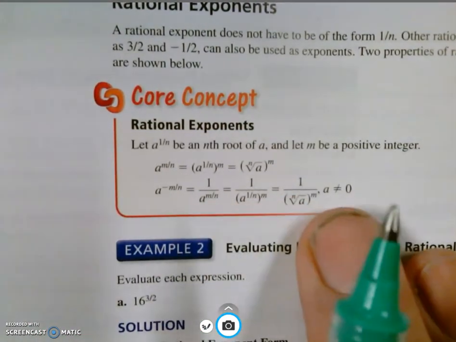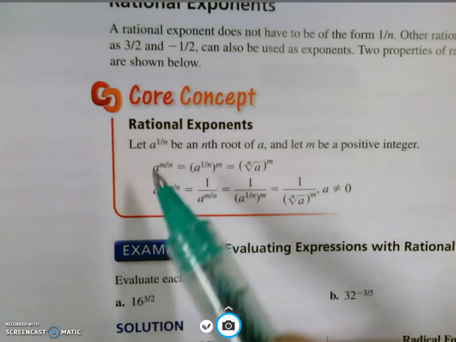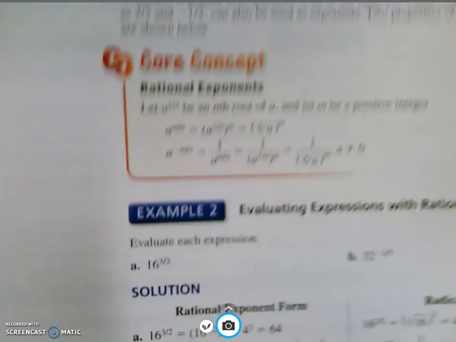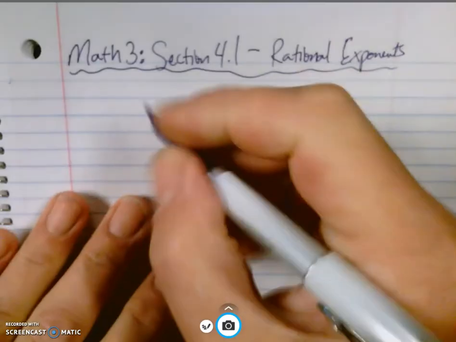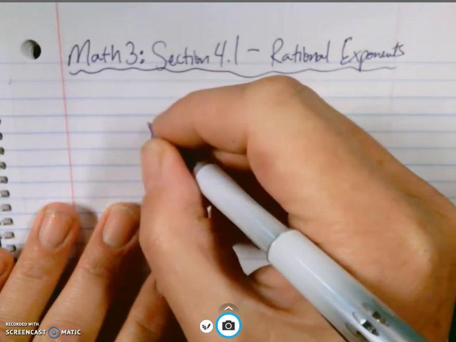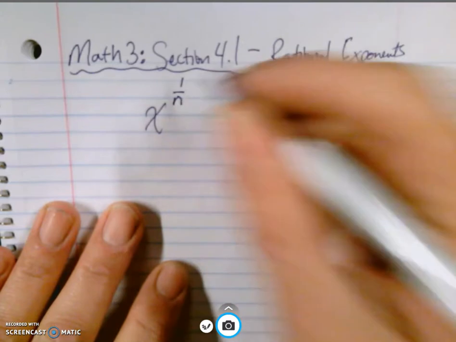Now, this is not easy stuff to read. That's why we're here. That's why we want to try and break it down. So the core concept is you're going to have a fraction as an exponent, a fractional exponent. So let's generalize this. Let's make it a little bit easier. Let's just start with x to the 1 over n.